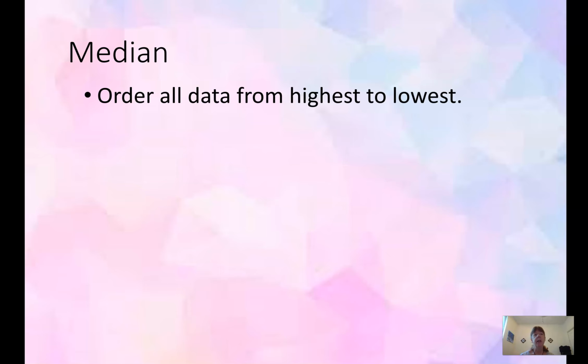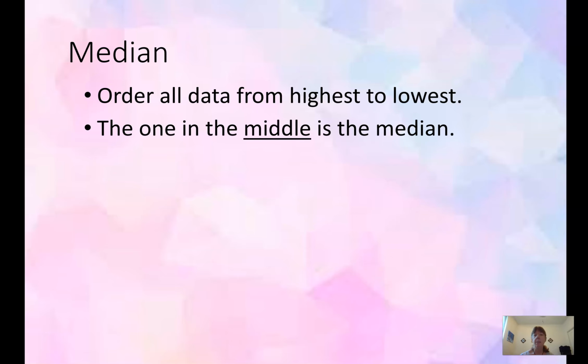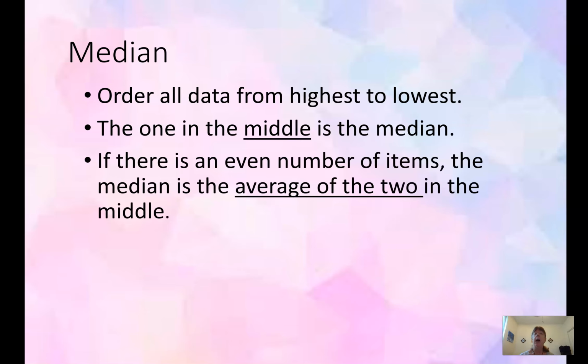In order to get the median, you order all the data from highest to lowest, or you could also do lowest to highest. The one in the middle is the median. So you have an equal number of observations above it and an equal number below it. If you have an even number of items, there will be 2 in the middle, so you take the average of those 2. In other words, you add them together and divide by 2.